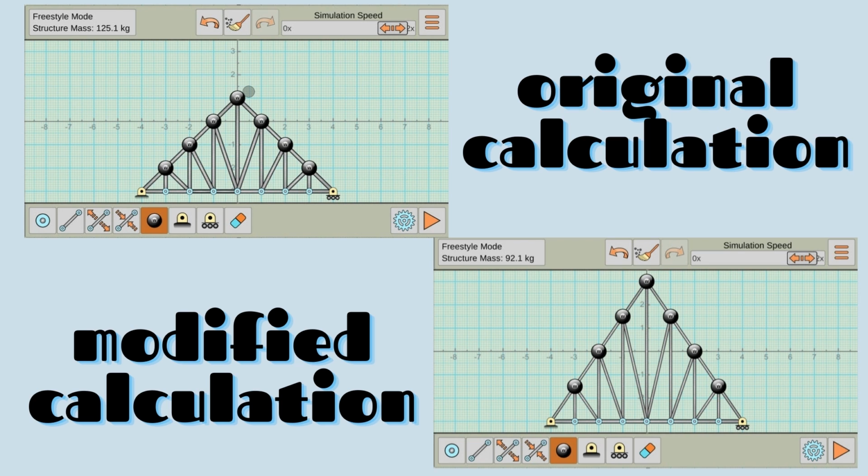This is because we increased the height of the design and it reduced the structure mass. We increased the height from 2.98 to 4.0, and it has reduced the structure mass to 92.1 kg. So we have reached the percentage to reduce the maximum load, which is 20%.